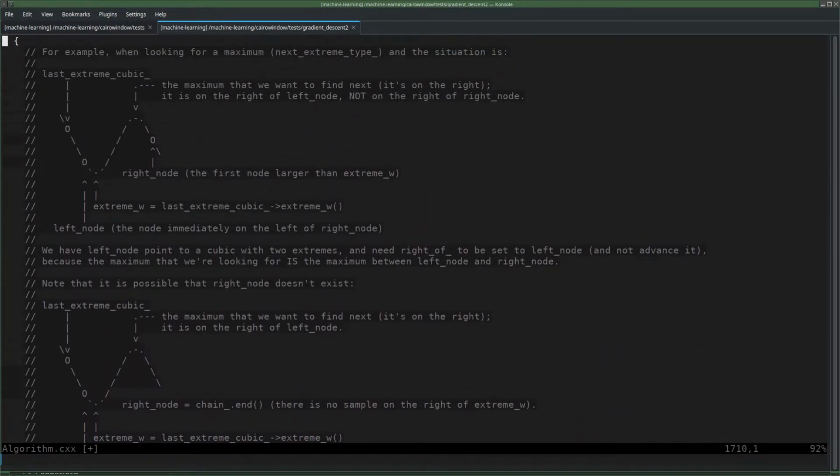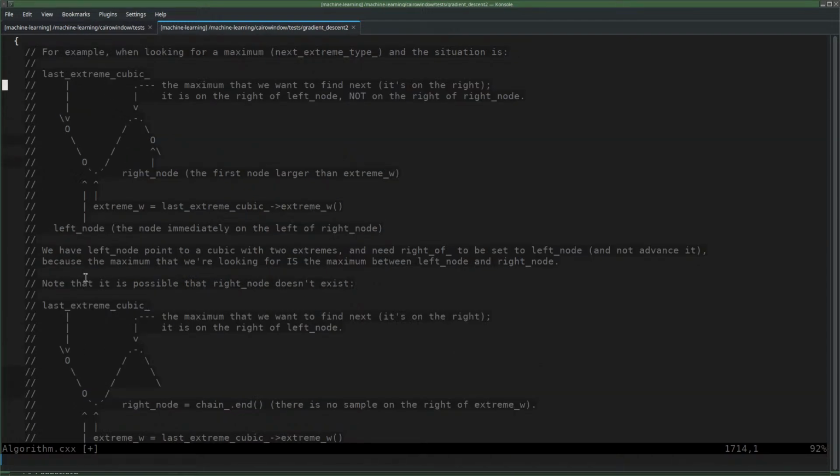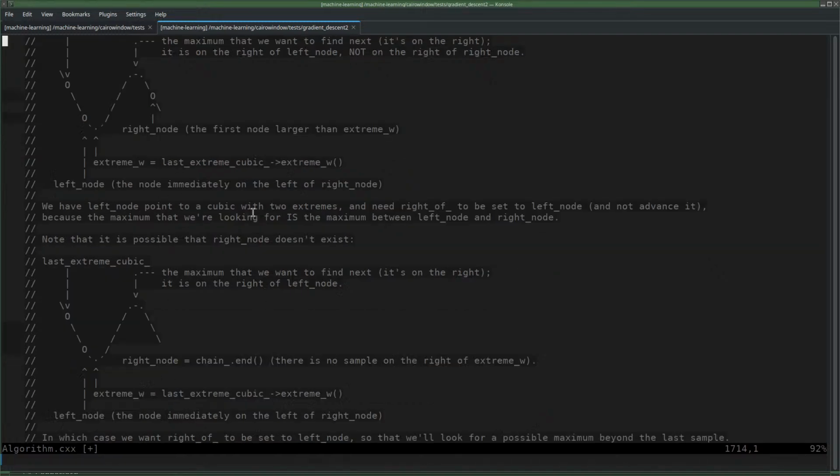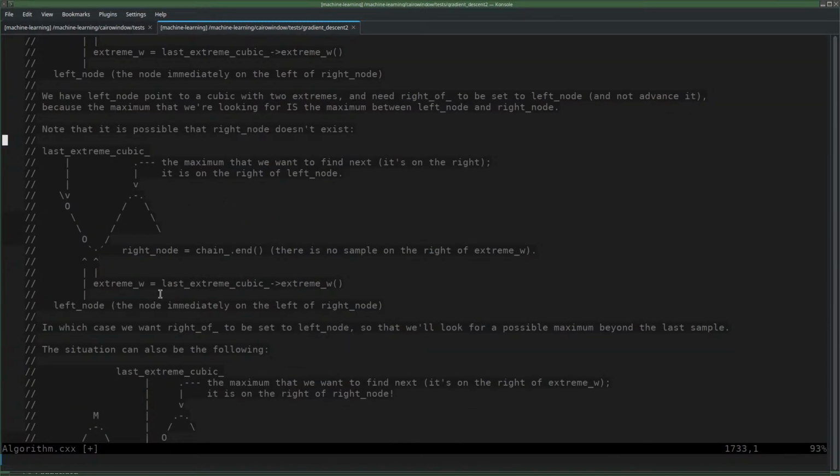So here you see that these images are just totally the same. Left node, extreme W, last extreme cubic, the maximum that you want to find, etc. Just right node is there or it is not. And in this case left node is not immediately on the left of the right node, however. So that's interesting enough. How the hell did we find that?